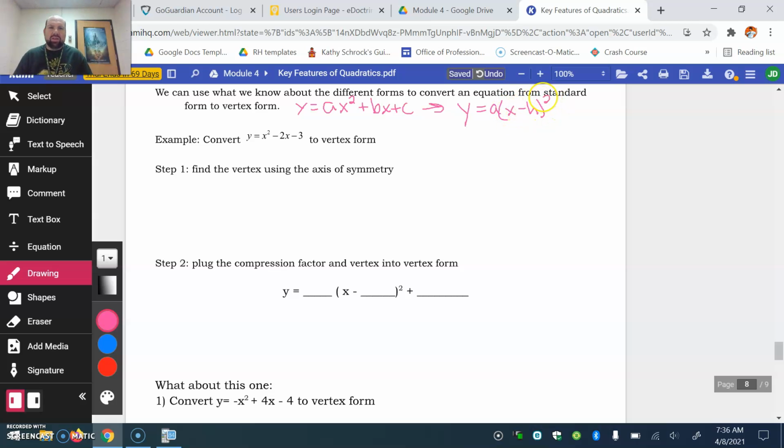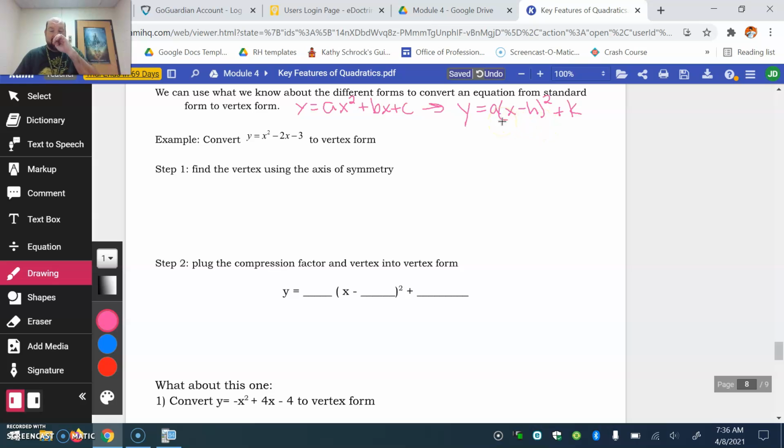The h and k always kind of gave me a little bit of trouble when I was learning about quadratics. So it might do the same for you, but that's okay. We get better by practicing. So we're going to convert it from this form to this.